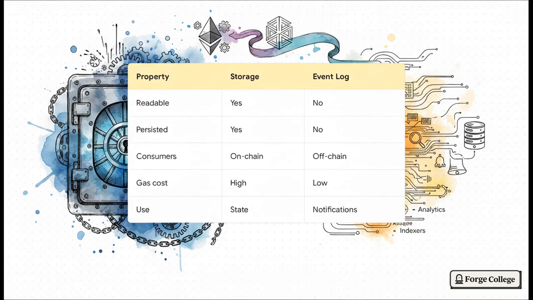When we look at this matrix comparing their properties, that divide becomes really clear. Storage writes are expensive, they alter persisted state, and they're strictly meant for on-chain logic, like access control. Log emissions, on the other hand, are much cheaper. Transient records meant purely for off-chain analytics and indexers. Basically, storage keeps your system secure, while logs just tell the outside world what happened.